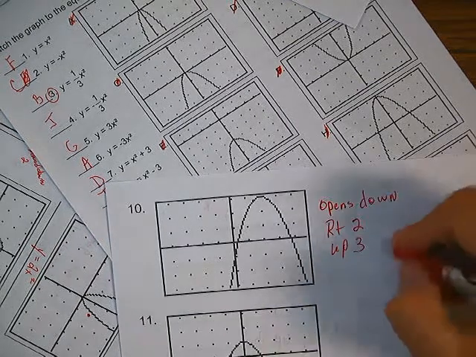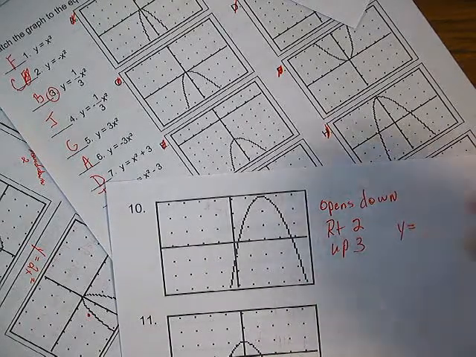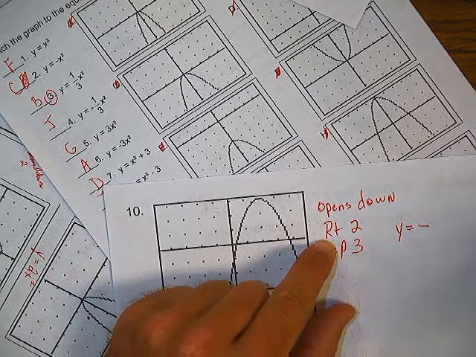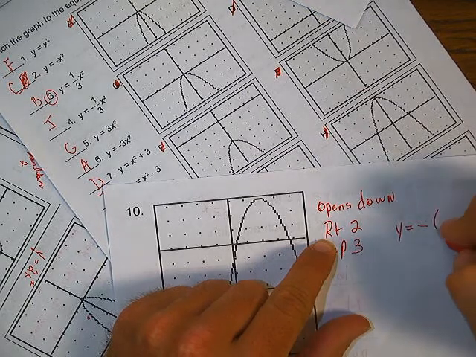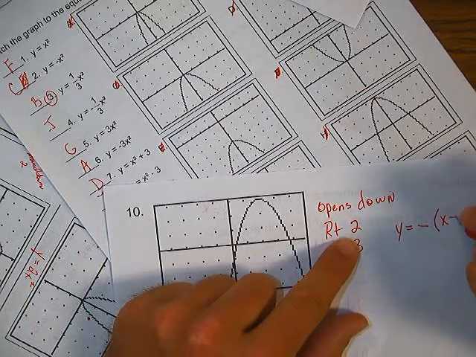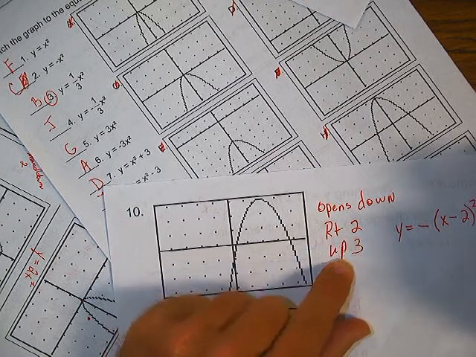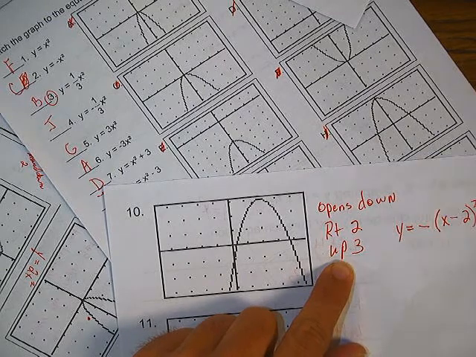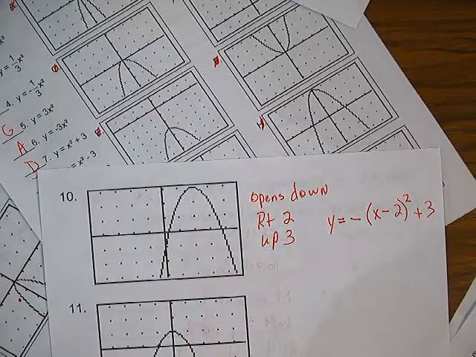Now start with y equals. How do I make it open down? Negative. Right 2. Parentheses, x minus 2 squared. Now up 3. Plus 3. Very good.